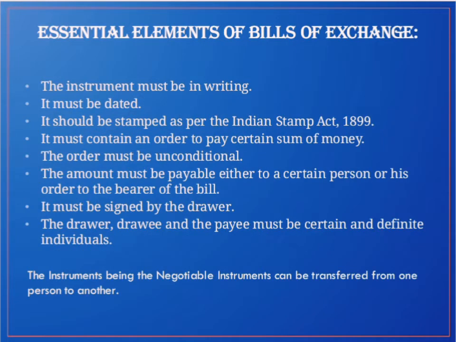Now, we will see the essential elements of bills of exchange. The instrument must be in writing. It must be dated. It should be stamped as per the Indian Stamp Act 1899. It must contain an order to pay certain sum of money. The order must be unconditional. The amount must be payable either to a certain person or his order or to the bearer of the bill. It also must be signed by the drawer. The drawer, drawee and the payee must be certain and definite individuals. The instrument, being a negotiable instrument, can be transferred from one person to another.